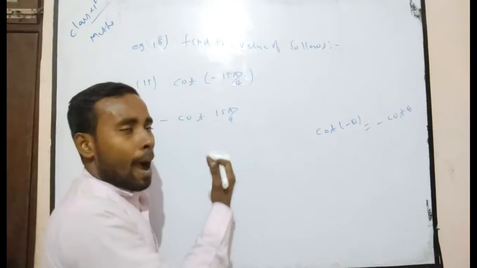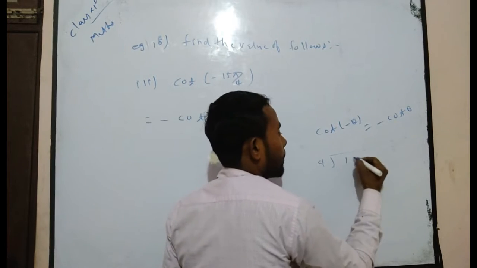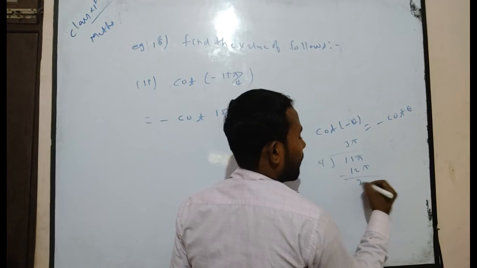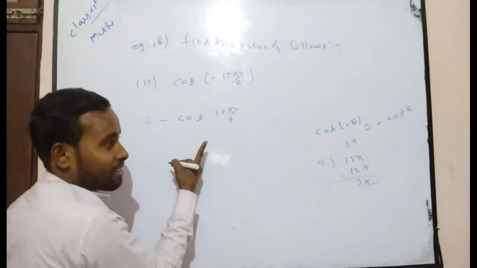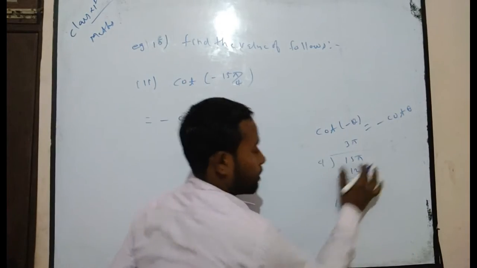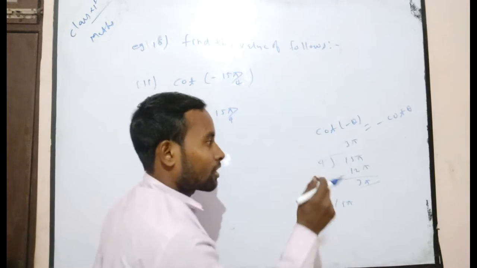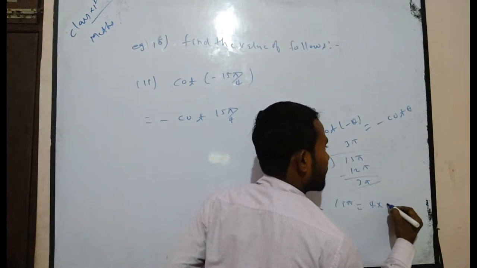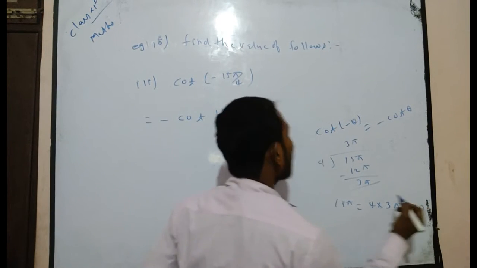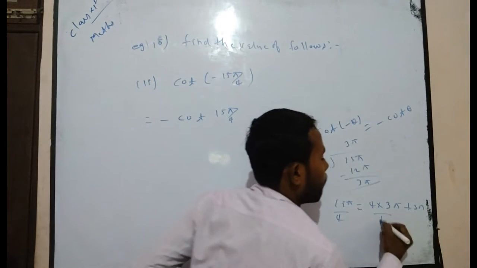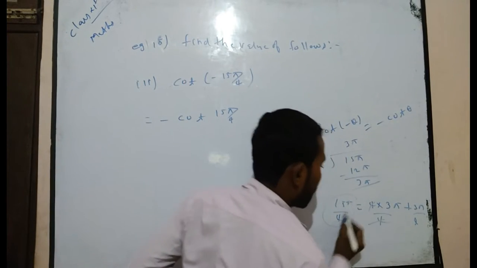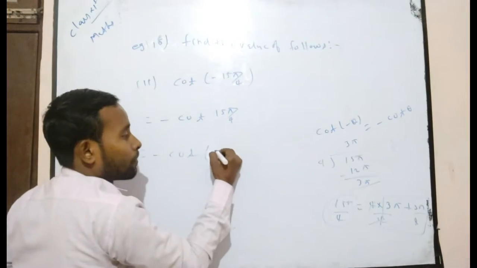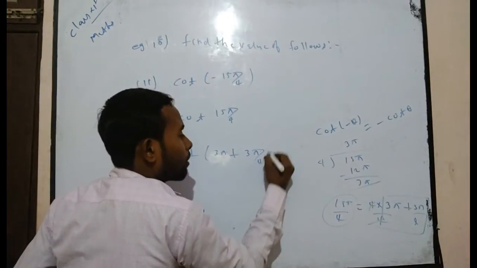How can you solve it? After it, you have to divide 15 pi by 4. After dividing, you get 3 pi, remainder 3 pi. Here 15 pi is the dividend, 4 is the divisor, 3 is the quotient and 3 pi is the remainder. So dividend is equal to divisor into quotient plus remainder. You have to find the value of 15 pi by 4, so divide both sides by 4. Then 15 pi by 4 is equal to 3 pi plus 3 pi by 4. So you can write it as minus cot of 3 pi plus 3 pi by 4.